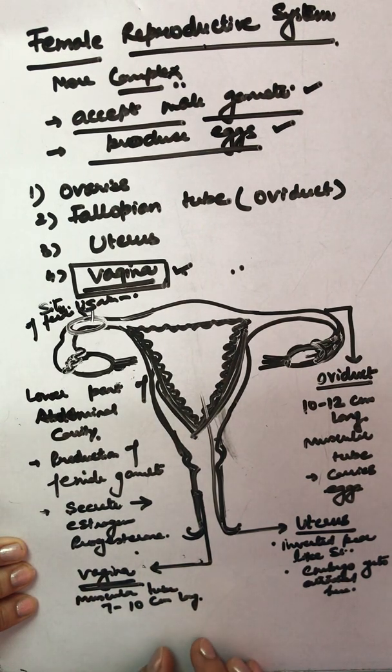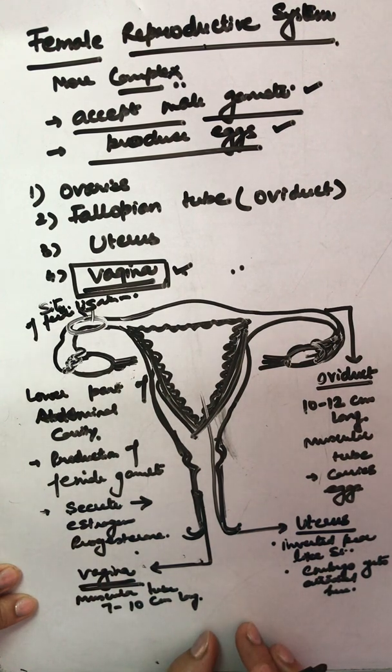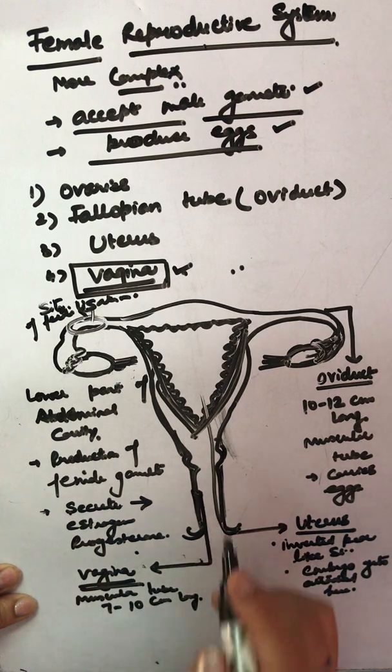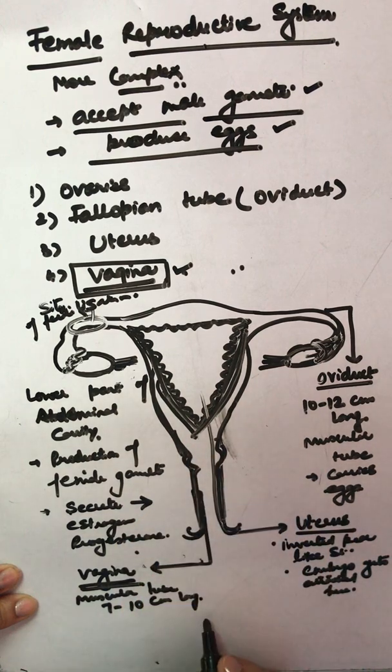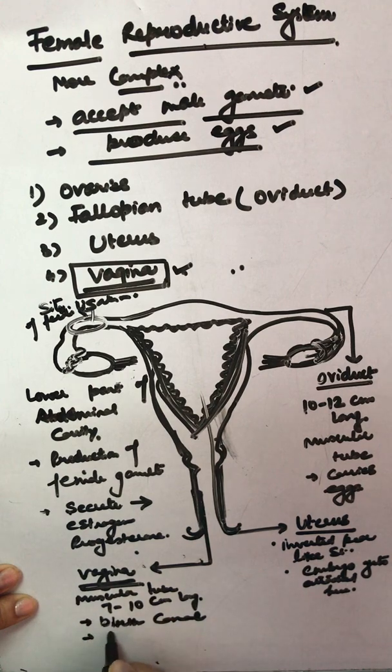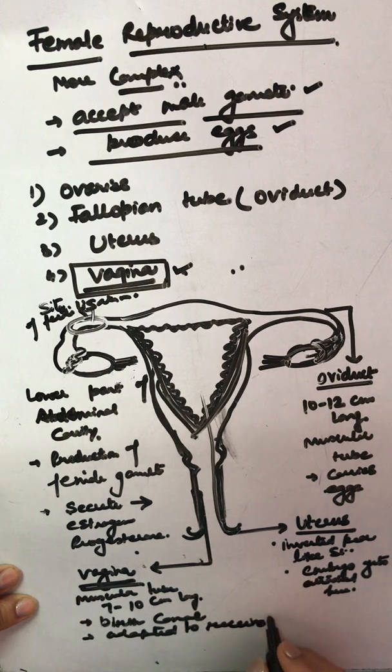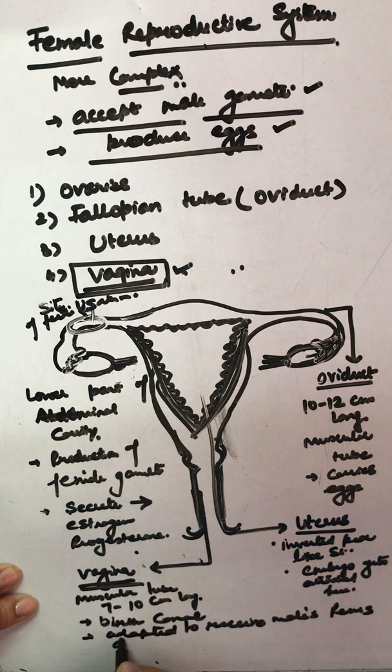It is also known as birth canal. Why? Because it allows the passage of the baby at the time of childbirth. Clear? And secondly, it is adapted to receive the male's penis during copulation. So this is one long tube, also known as birth canal, as well as adapted to receive male's penis during copulation.